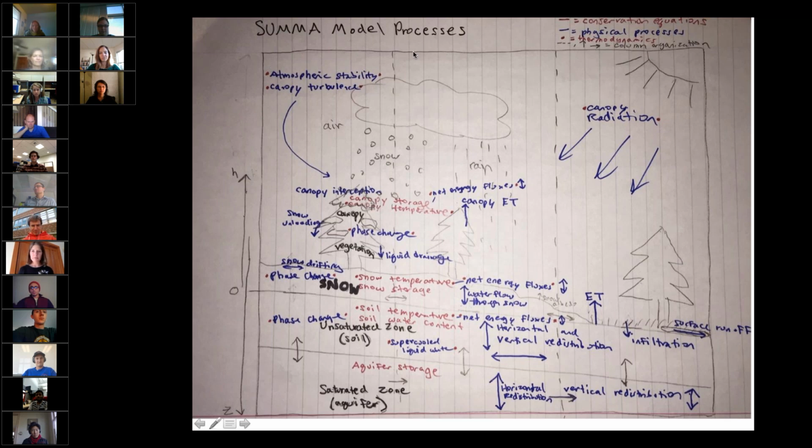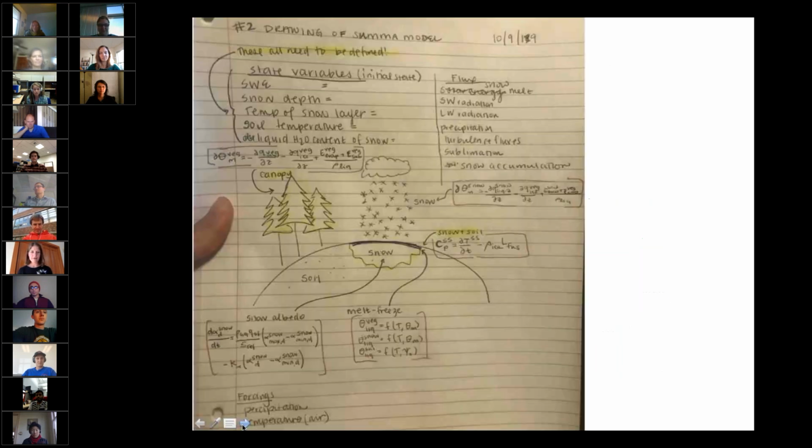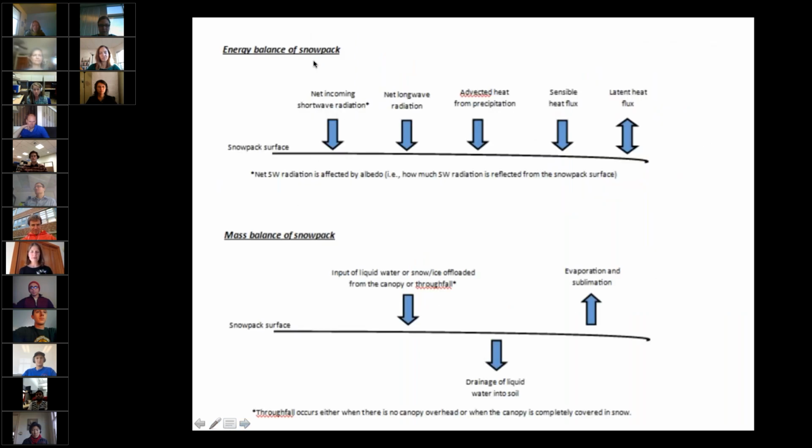Some people like to use their computer, some people like to draw by hand. I usually like to draw by hand first. Some people cut and pasted the equations from the model. Not all the different parts. Again, just as good practice, it's a good way to help keep things straight and what you're doing. Some more with the equations and the layers here. Some people separated energy and mass balance into 2.